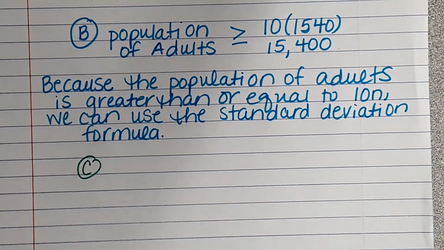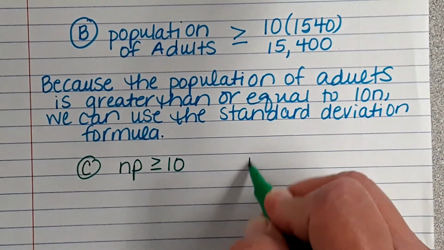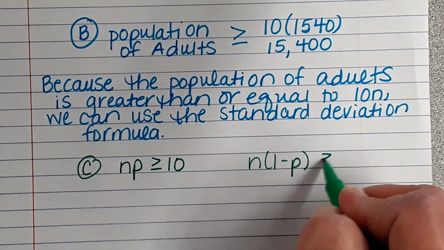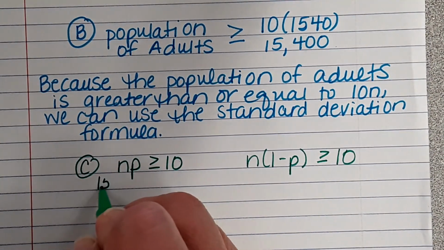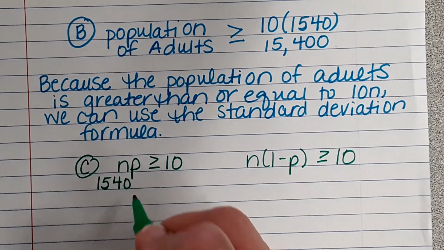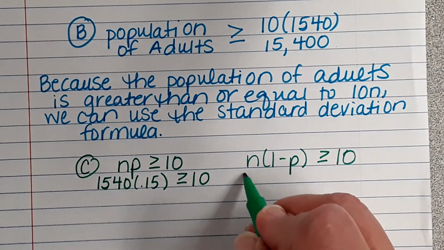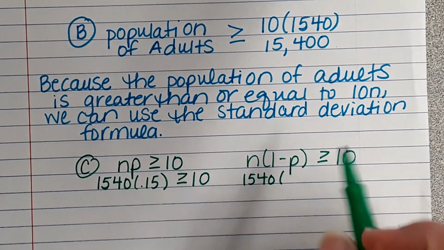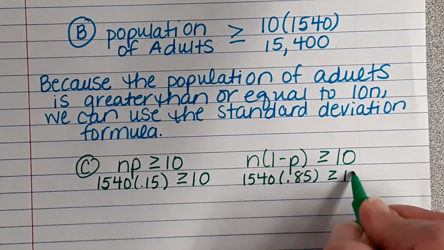Okay. C is, is it approximately normal? So how do we prove approximately normal? So what is n? In this case, our sample size is 1,540 times 0.15, and that has to be greater than or equal to 10. This is 1,540 times 1 minus 0.15, which is 0.85, and is that greater than or equal to 10?